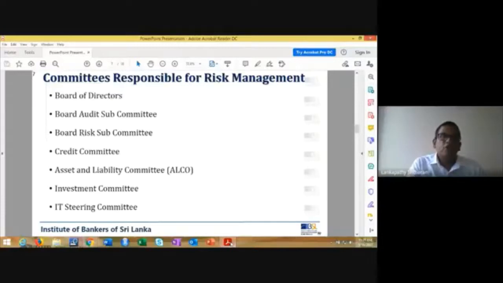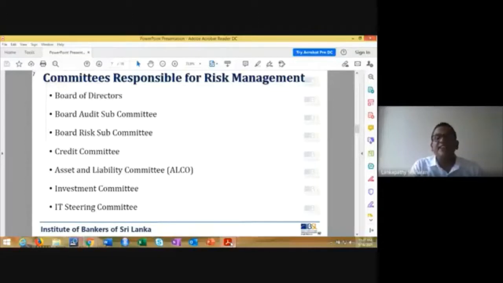So there are different types of committees related to risk management in a bank and finance institutions. I think we have discussed this already. We have discussed the ALCO and the other committees. We will discuss their roles and responsibilities. So these are basically the committees which are responsible for the risk management: board of directors, board audit subcommittee, risk management subcommittee, credit committee, ALCO, investment committee, and IT steering committee.